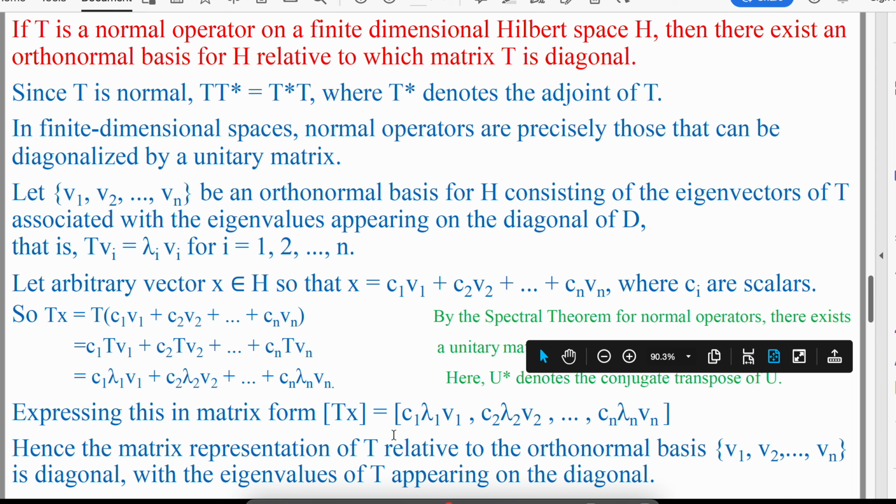Hence the matrix representation of T relative to the orthonormal basis V1, V2, ..., Vn is diagonal, with the eigenvalues of T appearing on the diagonal.